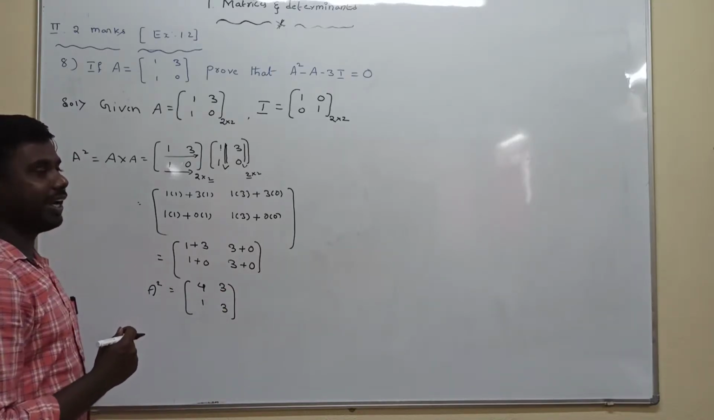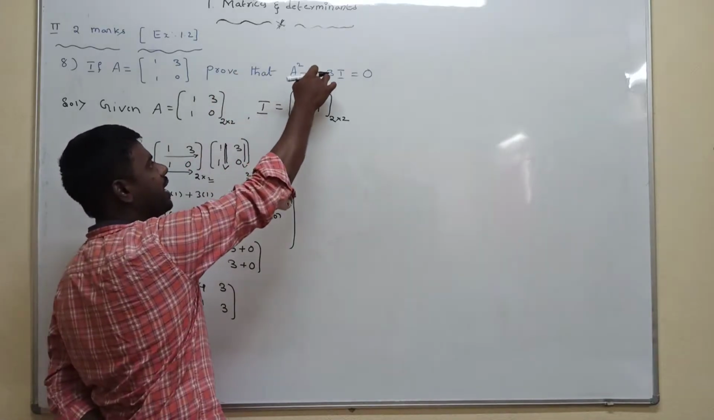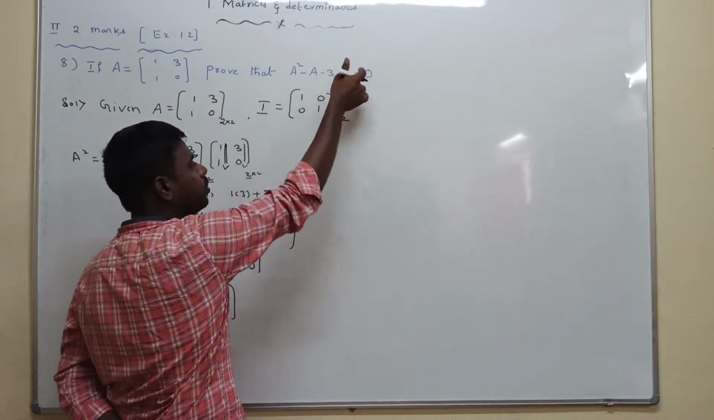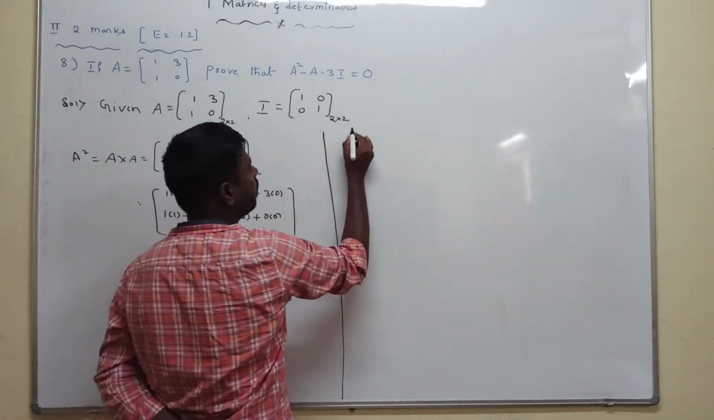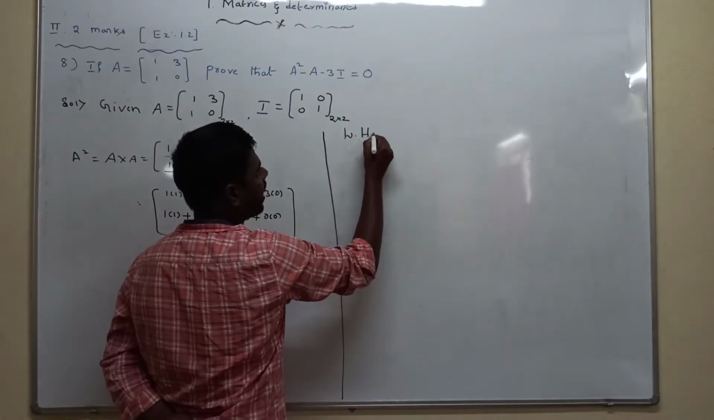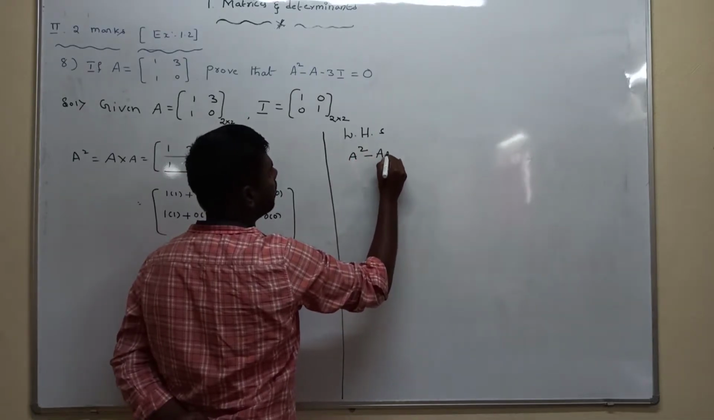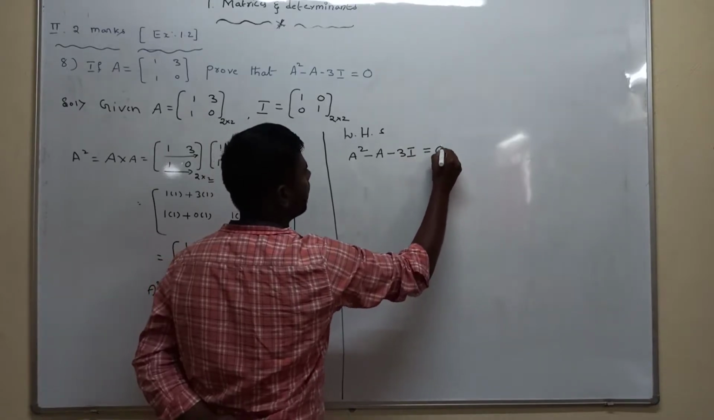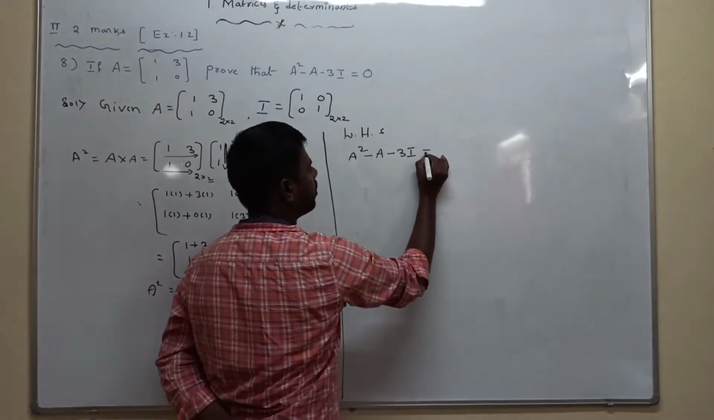What are we asked? Not to find, but to prove that A square minus A minus 3I is the null matrix. We can take the left hand side to prove that it is the null matrix. So taking the LHS, A square minus A minus 3I. Now substituting values.